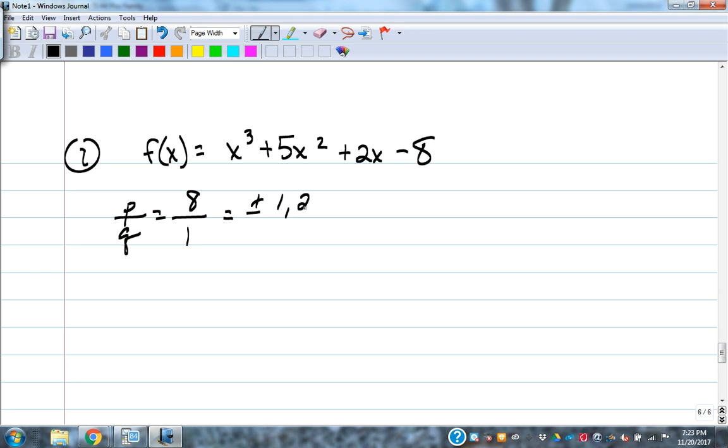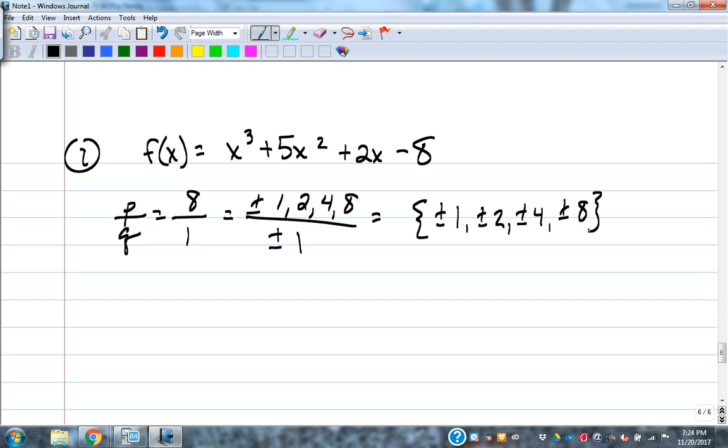What are the factors of 8? 1 and 8, 2 and 4. This one's an easier list because what are the factors of 1? 1. So our P over Q list: plus or minus 1, plus or minus 2, plus or minus 4, plus or minus 8. No fractions involved there. That's nice.